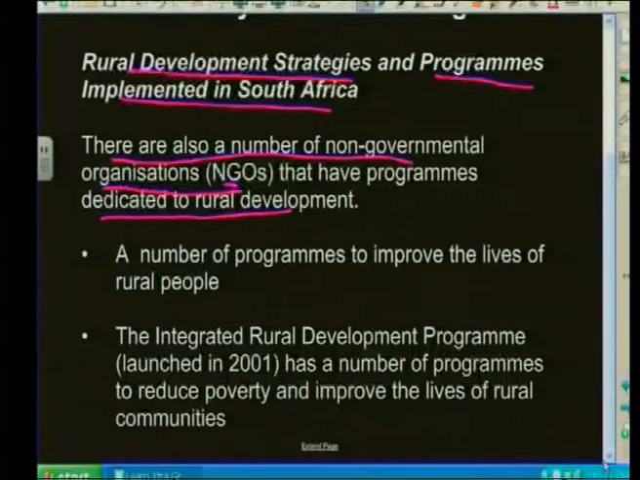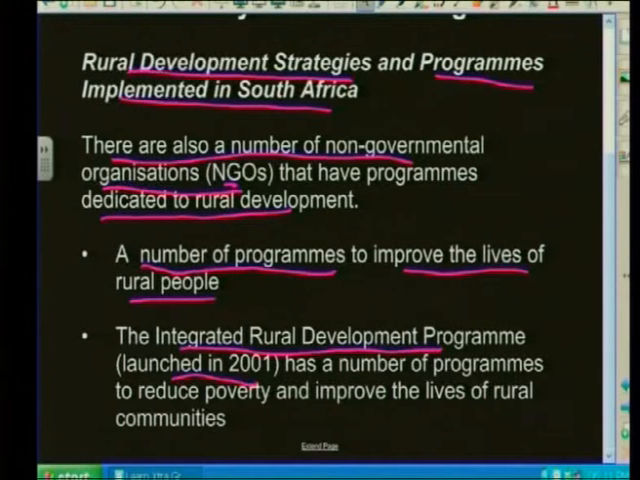Let's clarify that point by saying there are a number of programs to improve the lives of rural people. This speaks specifically to the Integrated Rural Development Program launched in 2001, which we've referred to previously, and has a number of programs to reduce poverty and improve the lives of rural communities. What we should be looking at this stage is, have these programs had an impact on the growth and development of rural areas in South Africa?